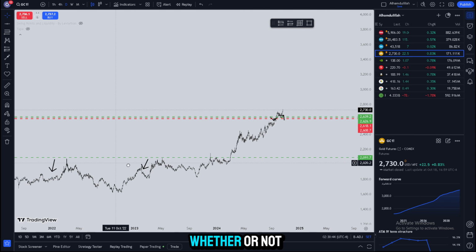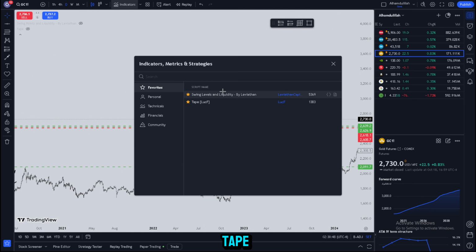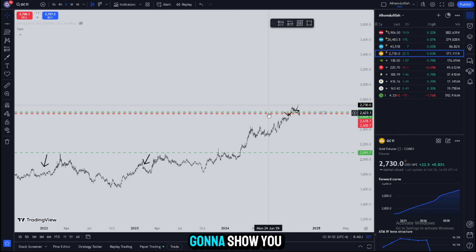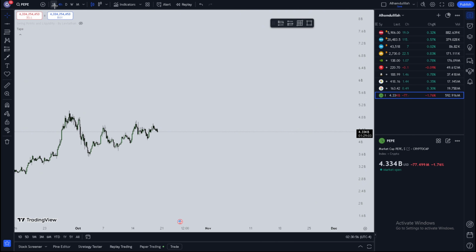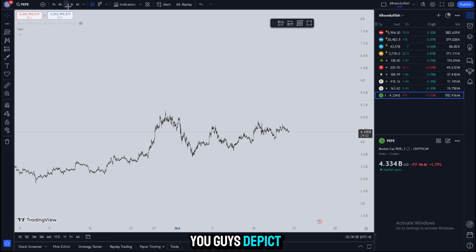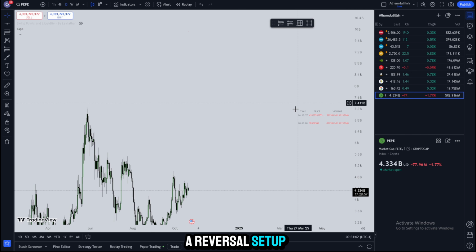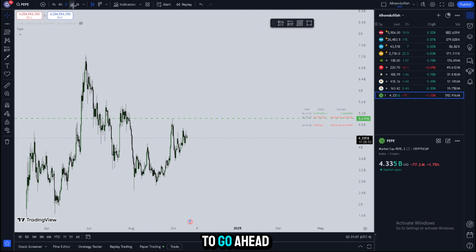And how do we know whether or not to take a reversal or a breakout? You guys can go to indicators and use the Tape by LuckF. The Tape by LuckF is a volume indicator which is going to show you guys the current contracts that are coming in at the moment. And that's going to pretty much help you depict whether or not to go long or take a reversal setup. Check this out on PayPay, for example, too. Price decided to reverse right here.